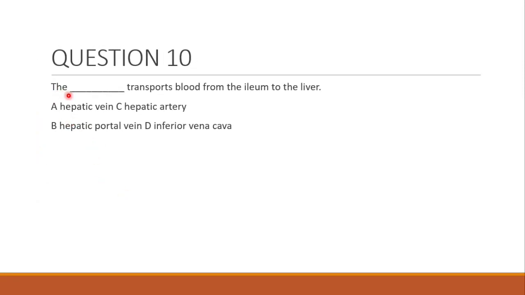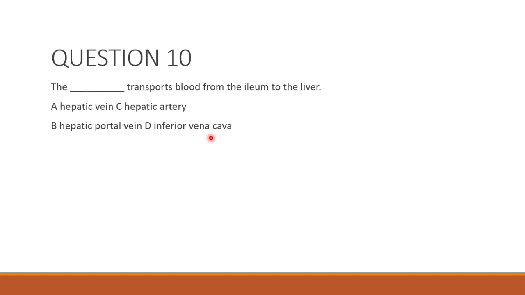The dash transports blood from the ileum to the liver. Is it A, hepatic vein, B, hepatic portal vein, C, hepatic artery, or D, inferior vena cava? Which of the following transports blood from the ileum to the liver? Try to answer this question on your own, then play the video again.